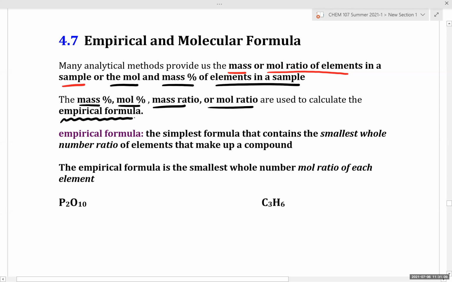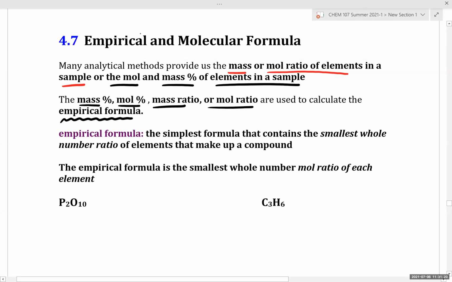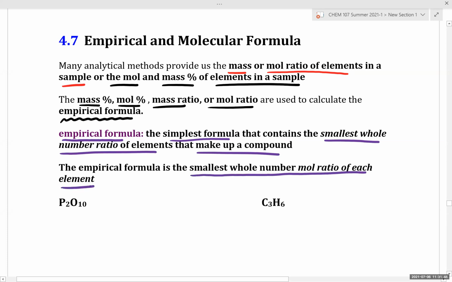Now, because many analytical methods only give us the elemental composition as a percentage or as a ratio, the formula we calculate from many of these experimental methods is that of the empirical formula. So the empirical formula is the simplest formula that contains the smallest whole number ratio of elements that make up a compound. The empirical formula can be thought of as the simplest whole number ratio of elements, or the smallest whole number mole ratio of each element.